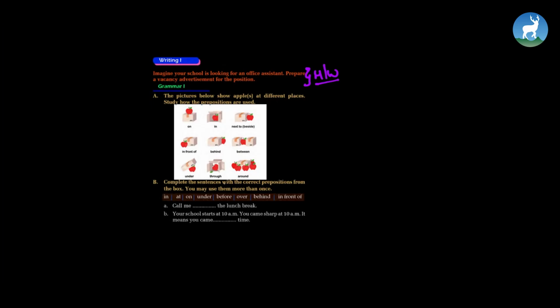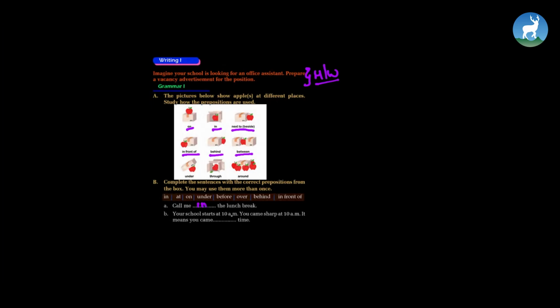Now complete the sentences with the correct prepositions from the box. You may use them more than once. So all of these words that we used just now are called prepositions. Be sure to know how to use this correctly, please. Now let's go to this exercise. Call me dash the lunch break. It should have been during, would have been better. Call me during the lunch break, but not call me in the lunch break.